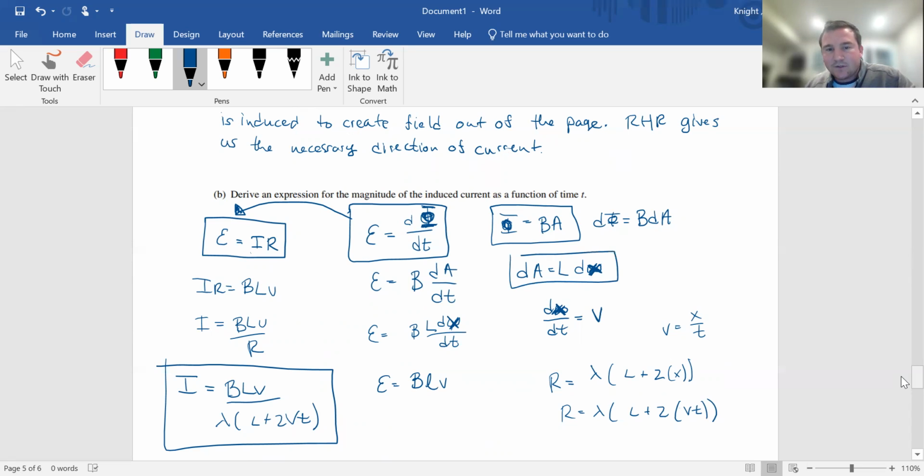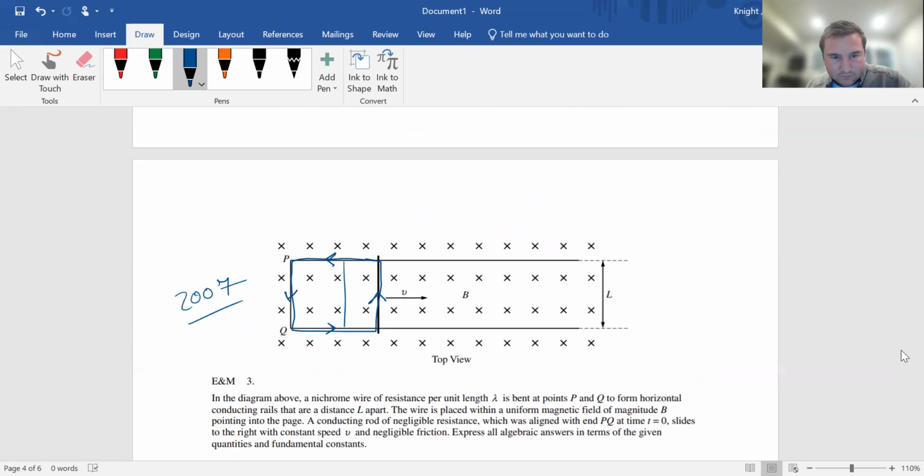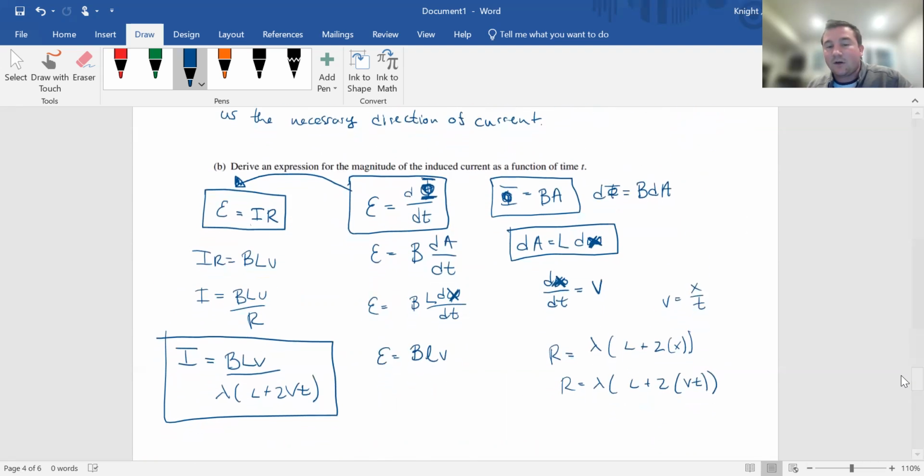dA, we can substitute in with L times dx. dx being a tiny amount of width right here, right? So dx, L being the length or the width, whatever you want to call it, between the wires there. So we can split our little area into L times dx. So we can plug that in there and we end up with dx over dt, which we know is velocity, right? dx/dt is velocity. So our induced EMF is going to be B times, this should be capital L, times V.